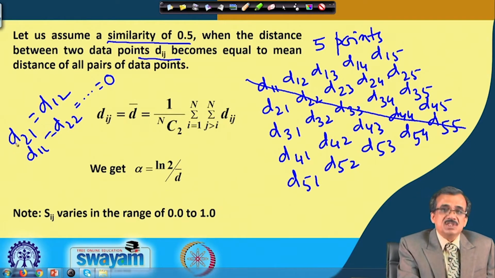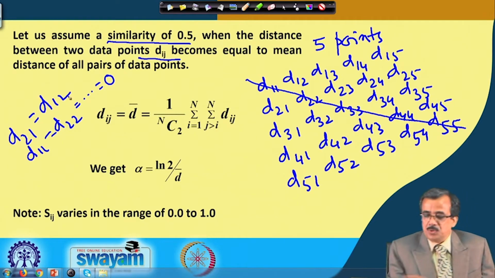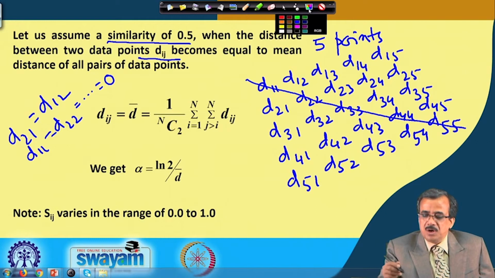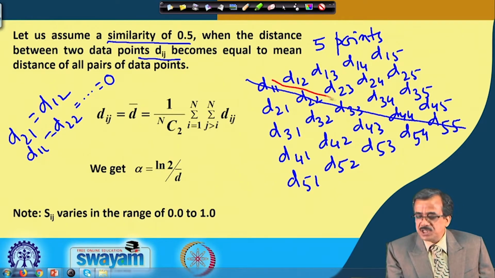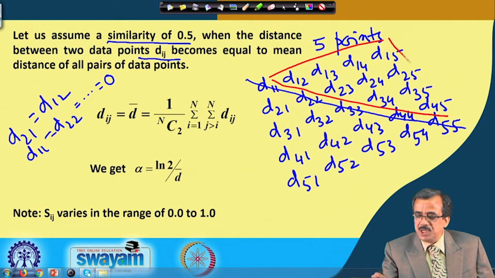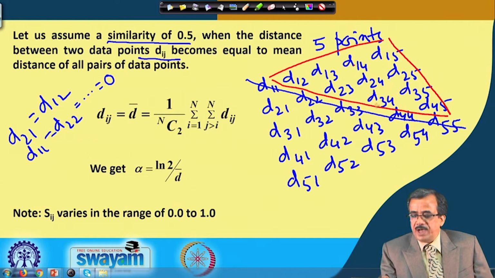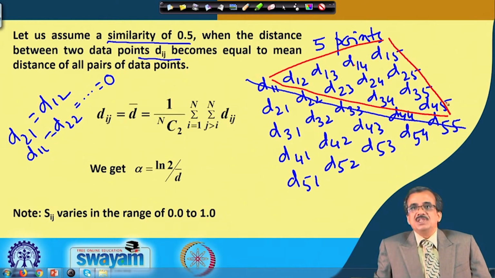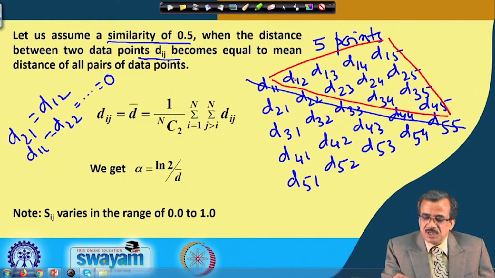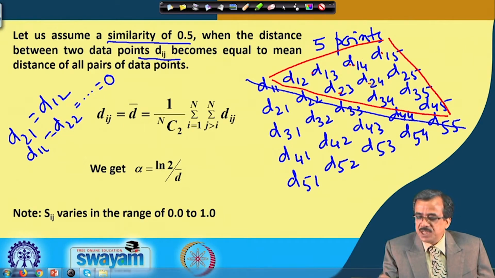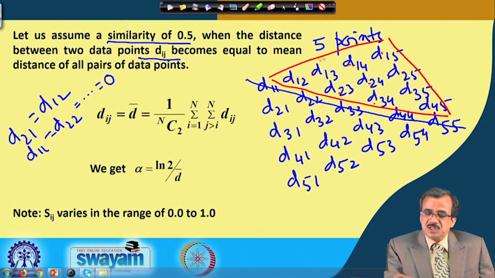Moreover, we have already considered that d21 is nothing but d12. That means if I concentrate on only one side of the principal diagonal, I will be able to find the distance values. For example, d12, d13, d14, d15, d23, d24, d25, d34, d35 and d45. So, 1, 2, 3, 4, 5, 6, 7, 8, 9, 10: we consider the 10 distance values.